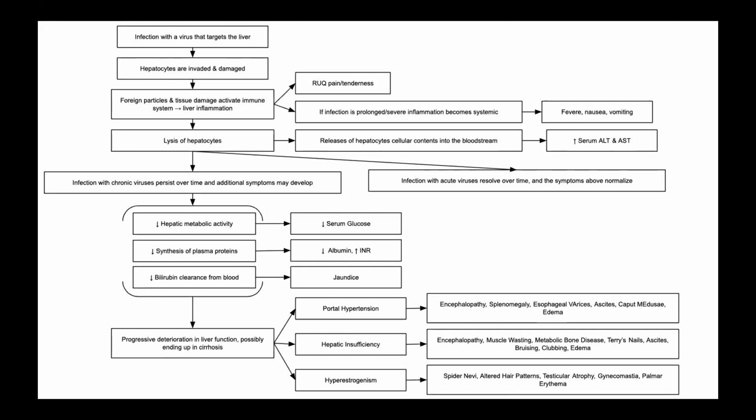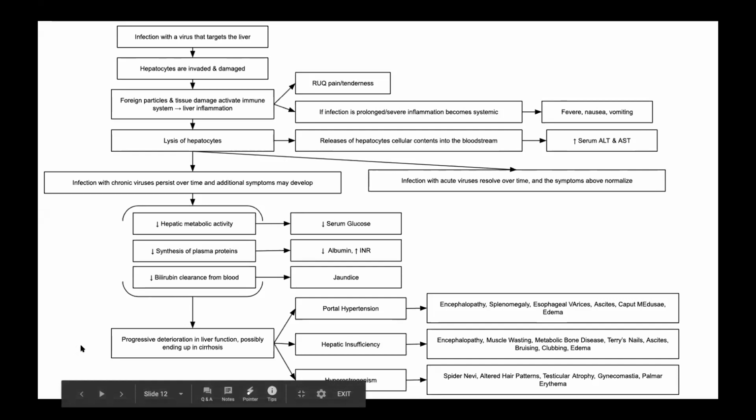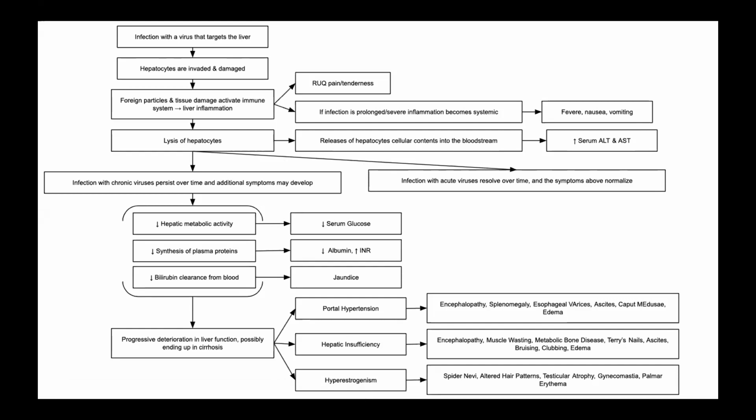So, the majority of the infections are acute and usually will resolve over time on their own, and symptoms will improve. However, if the infection is chronic, it would persist over time, and additional symptoms may develop. The progression of the infection would lead to decreased metabolic activity, decreased synthesis of plasma proteins, and decreased bilirubin clearance, which in turn decrease serum glucose, decrease albumin, and increase INR, and jaundice. Further progression would lead to liver function deterioration and possibly end in cirrhosis, leading to its different complications shown here. Then next, please.